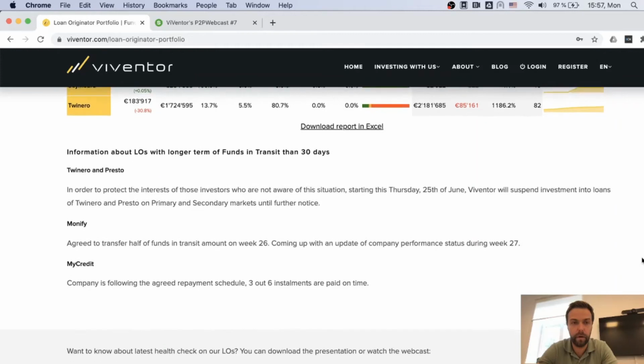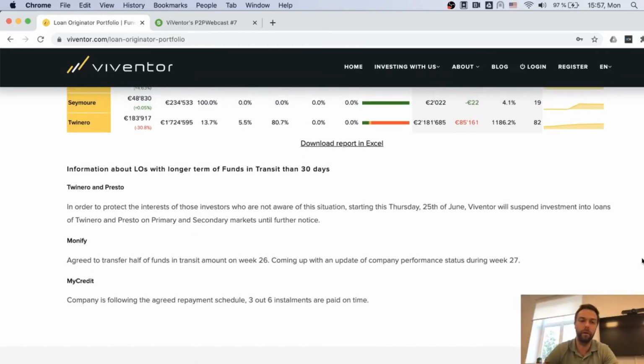Also below the report, we will be listing several updates about our loan originators who have funds in transit that is longer than 30 days, and provide an explanation about how we see the situation with these loan originators. Obviously, we will be working so that it is resolved as fast as possible. And if we take any action against these loan originators, we will also be posting updates on this page. Of course, in addition, we will be sending emails to investors so that you always receive the latest information when there is an update about your investment.